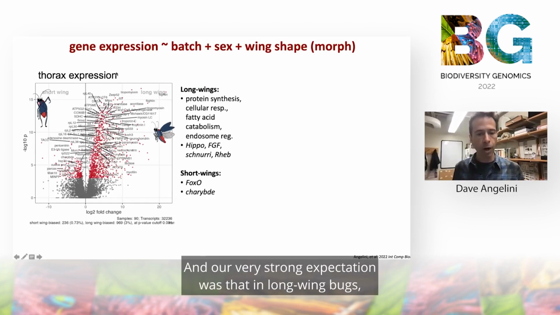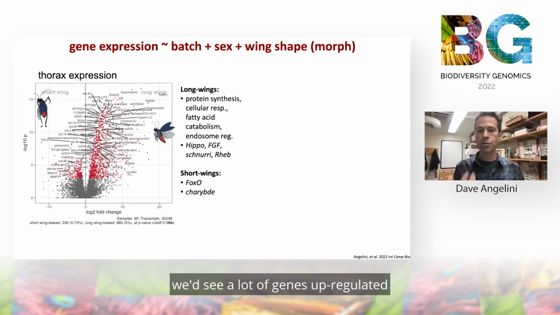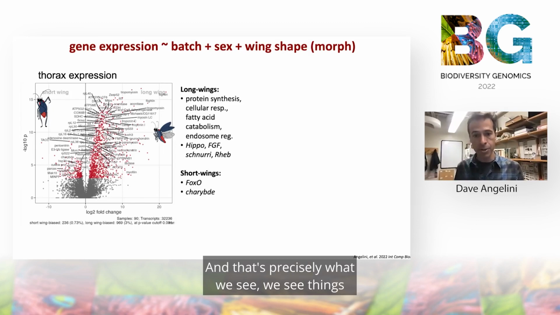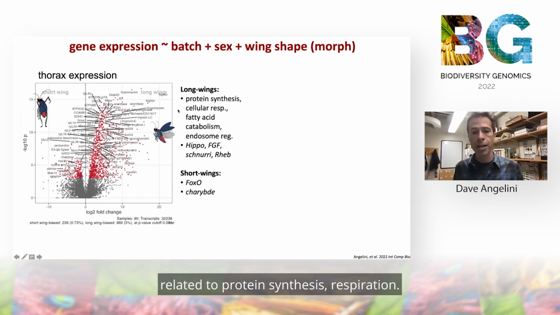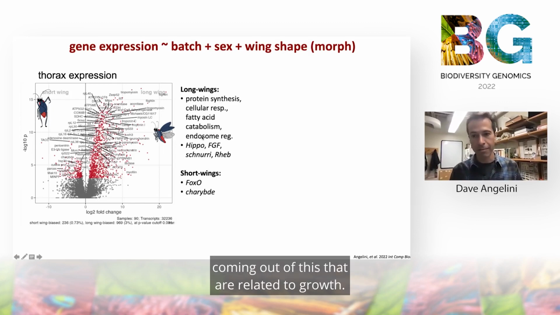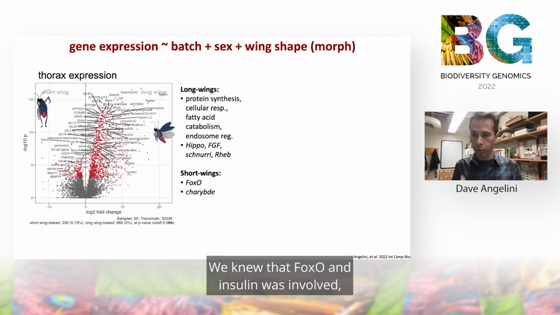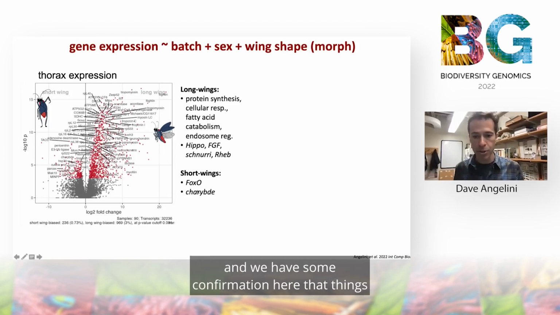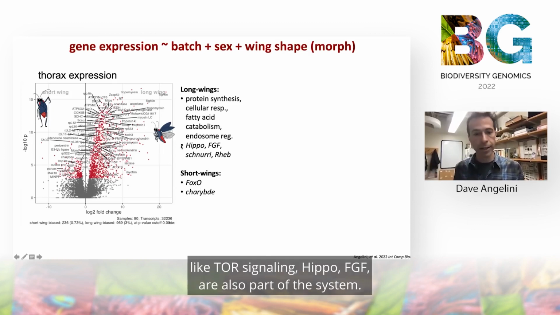And our very strong expectation was that in long wing bugs, we'd see a lot of genes upregulated related to muscle development. And that's precisely what we see. We see things related to protein synthesis, respiration. And interestingly, we get a lot of signaling pathways coming out of this that are related to growth. We knew that FOXO and insulin was involved, and we have some confirmation here that things like TOR signaling, Hippo, FGF are also part of the system.